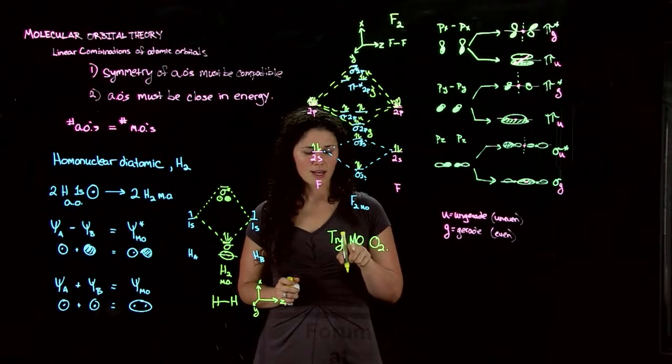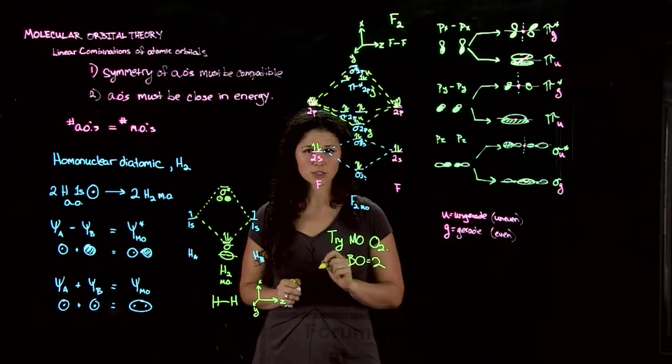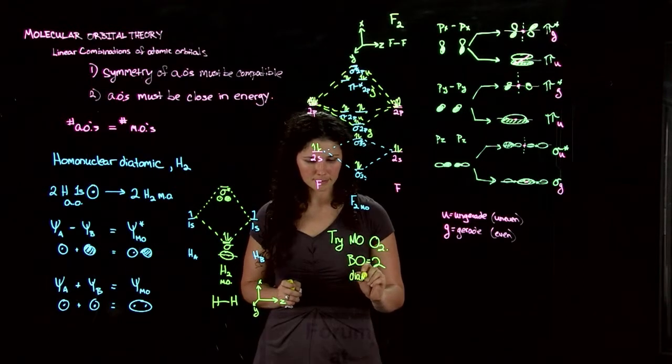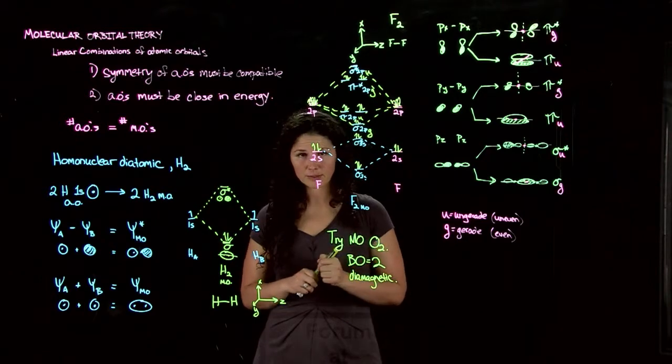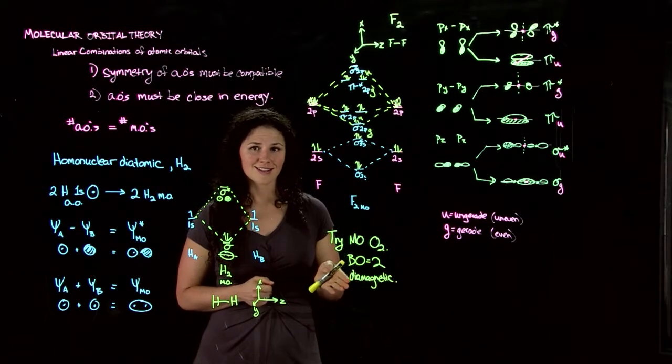And to practice this, I recommend that you try the molecular orbital diagram for O2. For this, you should get a bond order of 2. And you should also find that this molecule is diamagnetic. So please try to draw the molecular orbital diagram for O2 and make sure that you come up with these things so that you know that you're doing this correctly.